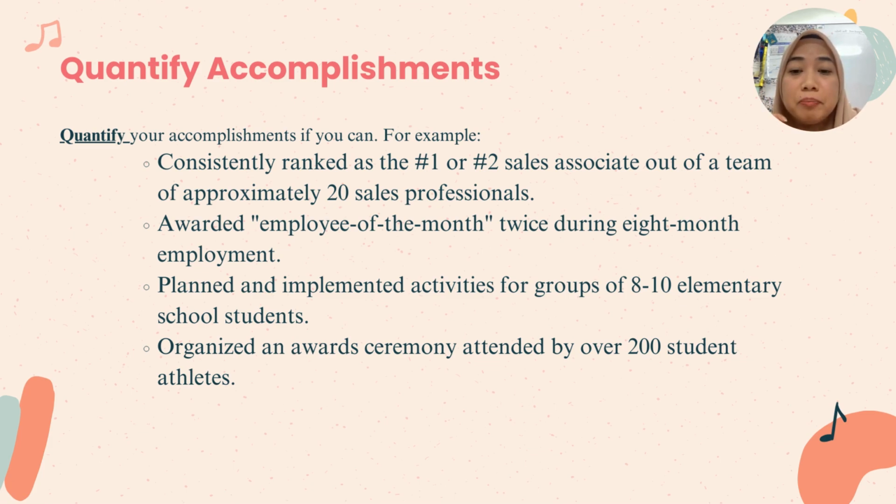One pro tip when you are writing your transferable skills is to make sure that you quantify your accomplishments. For example, you don't just want to say you're the best, but you can say you were consistently ranked number one or number two in a certain area, or that you were awarded employee of the month. Or one of the ways is to put in numbers, because you need to quantify. You can say that you organized an award ceremony attended by 200 student athletes. That's a lot of people to handle. So basically, you quantify your accomplishments.